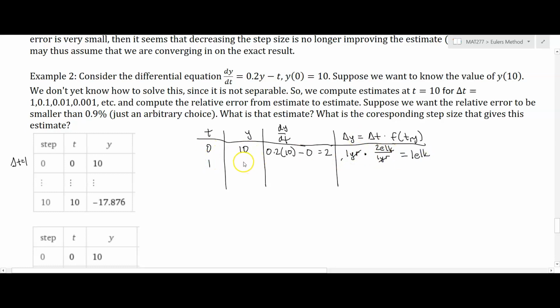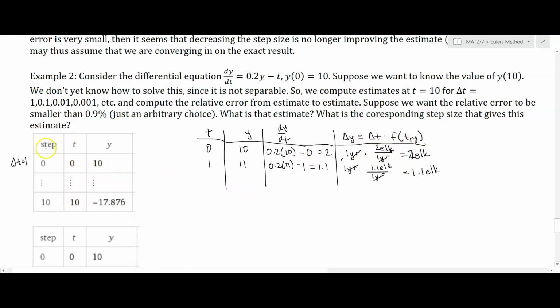So at time 1, we would estimate 11 elk, and then we would repeat this again, 0.2 times 11, but now minus 1. That would give me 2.2, minus 1 would give me 1.1. So in this case, our rate of change is actually getting smaller. And now I would take 1 year, multiply it by 1.1 elk per 1 year, and clearly in that case we're just going to get 1.1 elk. I'm sorry, this should have been 2 elk here, back here. Okay, there we go. And so we can repeat this regardless of what the step size is.